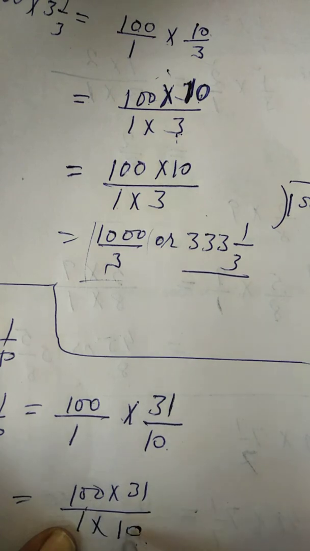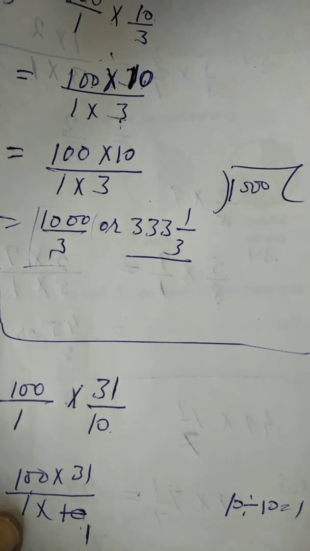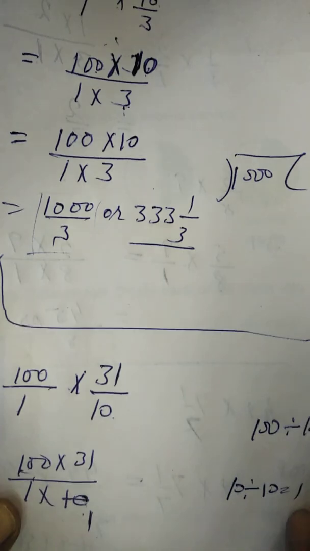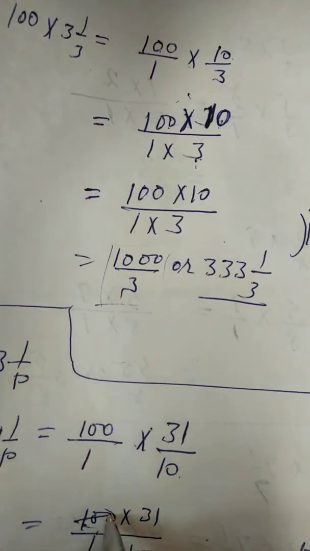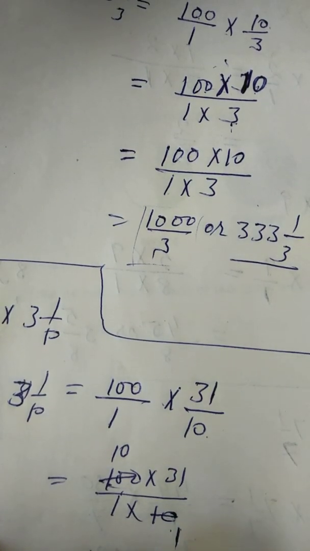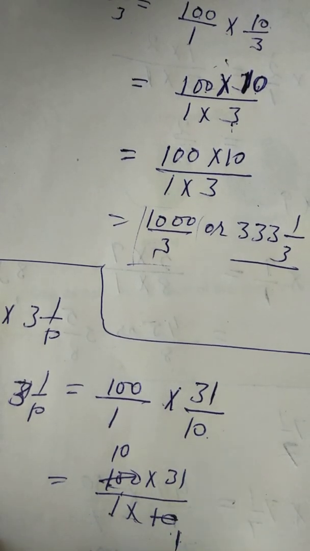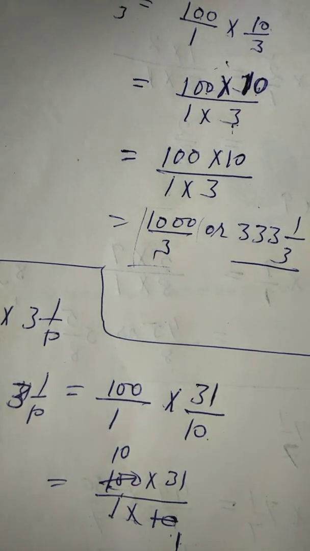If you divide this 10 by 10, you will get 1, so you will write 1 here. And 100, if you divide 100 by again 10, because this 10 is the common number for both 100 and 10, you will get 10, so you will write 10 here. Now what is left? 10 multiplied by 31 and 1 multiplied by 1, so your answer is 310, that is the product of the two given fractions.